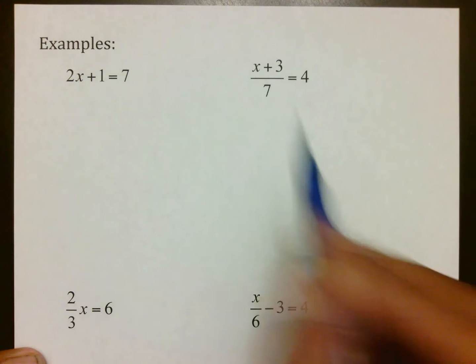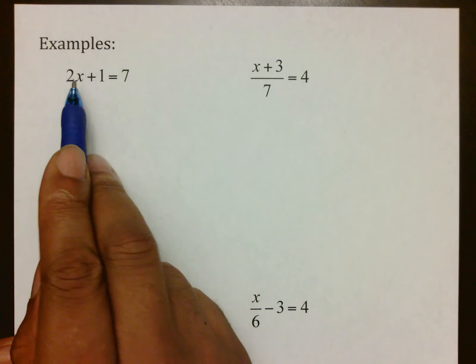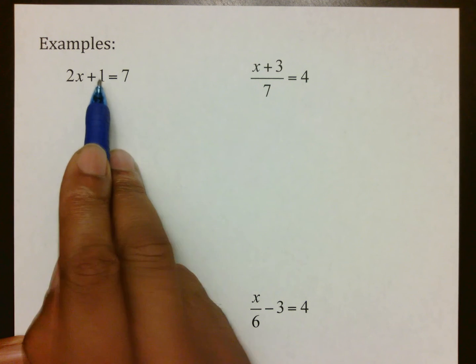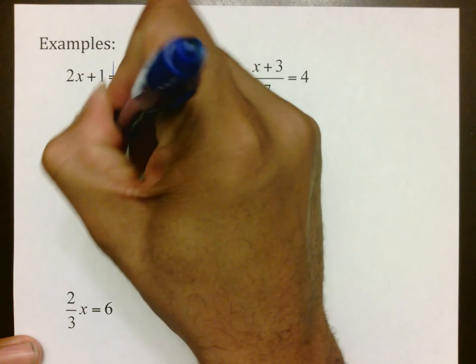Either way, 2x plus 1 equals 7. Keeping in mind that if this was here, I would multiply first, add second, which means the first thing I'm going to do is move this 1. So I'm going to use my divisor line here.